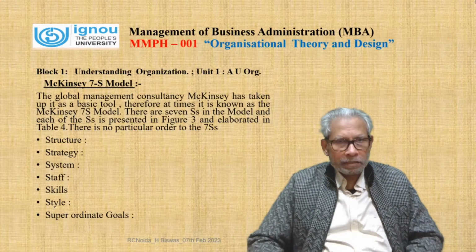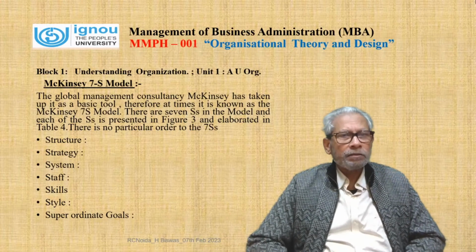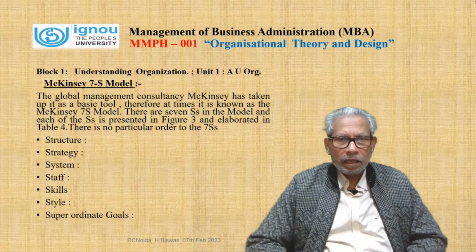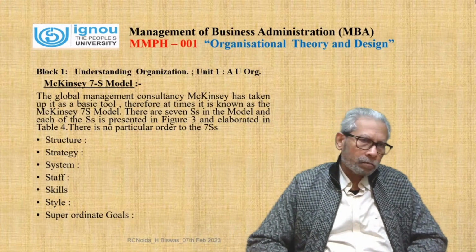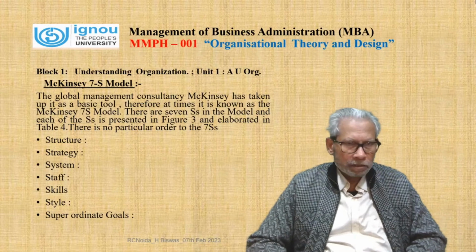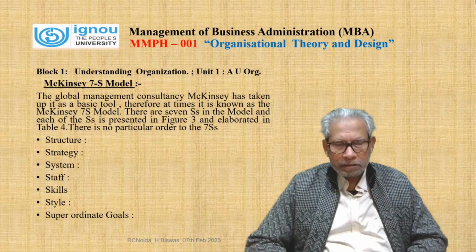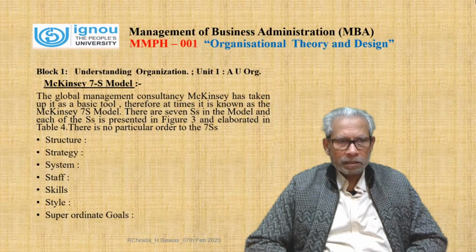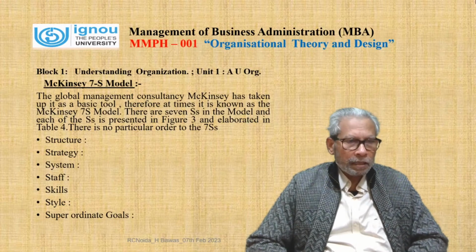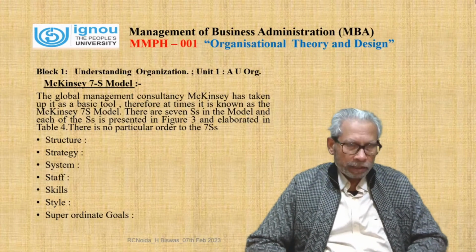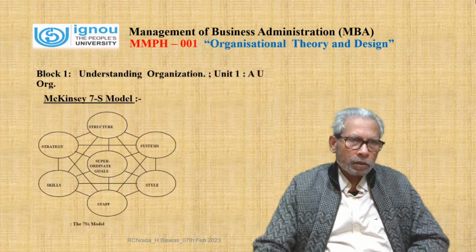So there are 7 S's in the model, and each of the S's is presented in a figure and elaborated in table number 4. There is no particular order. The structure is the starting S: structure, then strategy, system, staff, skills, style, and superordinate goals. So there are 7 S's. Now, how are they connected?